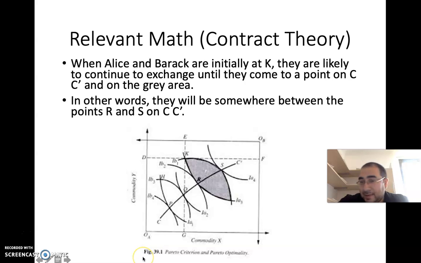So at OA, Barak has everything. At OB, Alice has everything. And in any middle point, for example, at this point, you can look at the relative distance of K from the axes that belong to Barak and Alice, and you can see how the commodity is shared between them. As you go right and up, Alice gets more of the commodities, and as you go down and left, Barak gets more of the commodities.